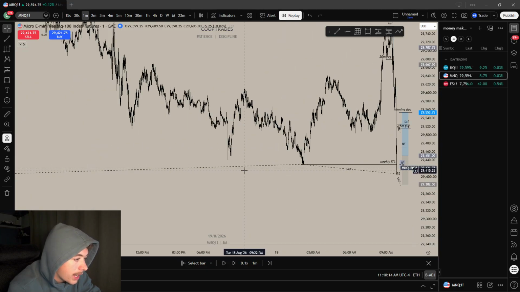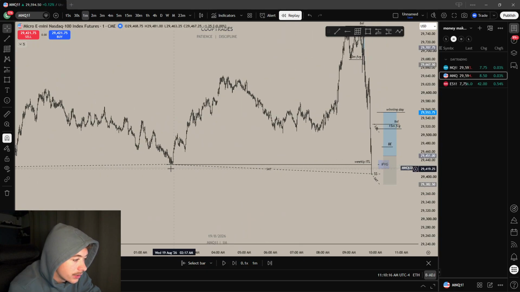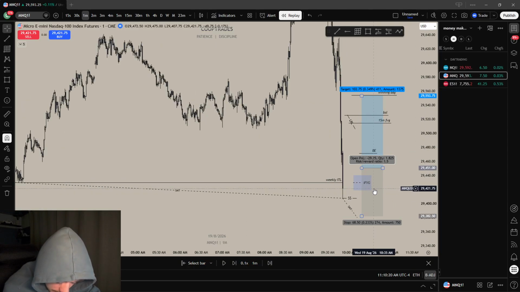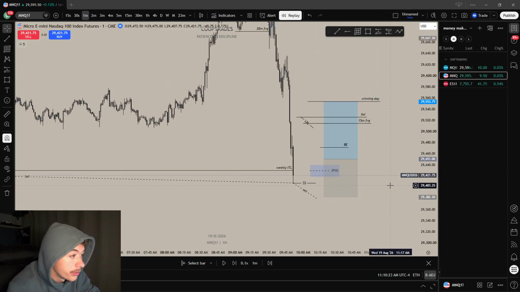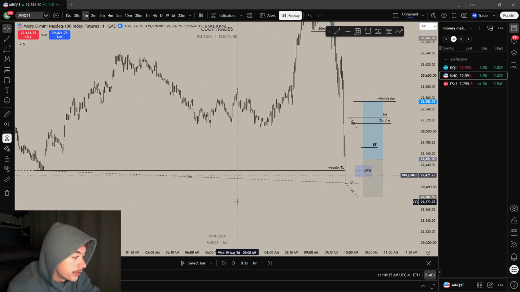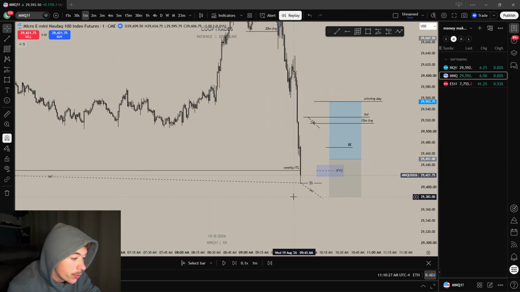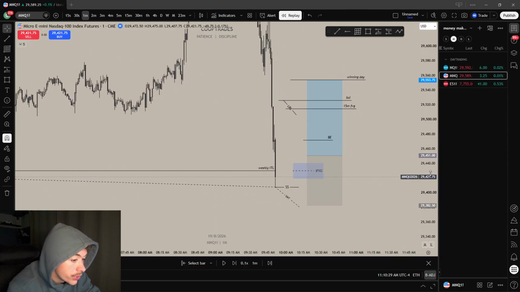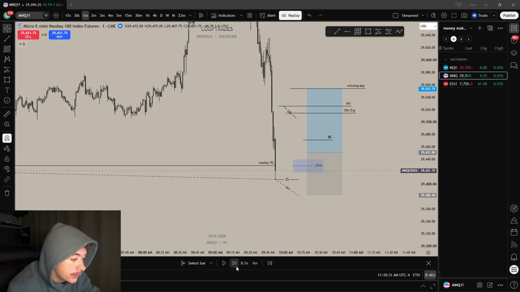But then we came all the way down and swept out this weekly intermediate low. So this is the low that tapped inside that weekly fair value gap. So I'm like, okay, well we took this out. I expect some sort of reaction, right? I don't think we're just gonna dump through. This is a very strong draw. This low should now be protected, and we should get some sort of reaction out of this.